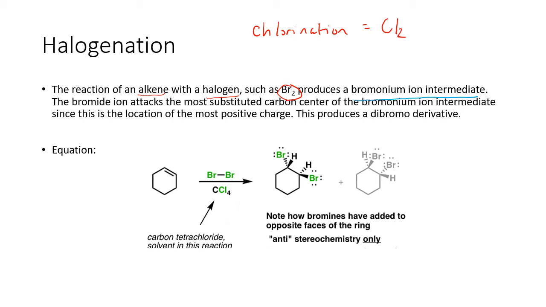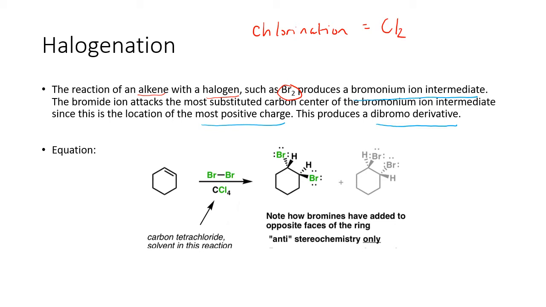What will happen is the bromide ion will attack the more substituted carbon of that bromonium ion intermediate and open it up. It's a kind of a ring structure. It'll attack the site of the most positive charge and give us a dibromo product. So we're going to end up with two bromo groups added across the double bond.